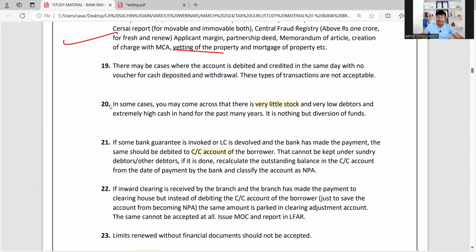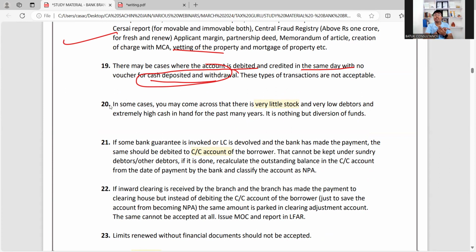There may be cases where the account is debited and credited on the same day with no voucher of cash deposit and cash withdrawal. Sir, when you check the data for the last 3 months of the selected accounts, you need to carefully check whether there is a debit or credit entry of the same amount. And if there is an entry of the same amount in the books of accounts, you need to demand the relevant vouchers of that entry.